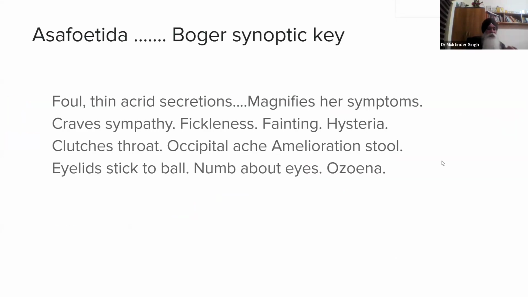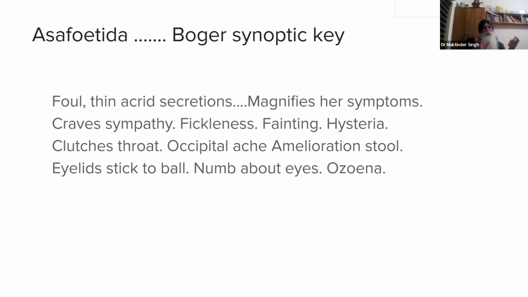So foul, thin, acrid secretions. Asafoetida is one of the hysterical remedies. Boger says it magnifies her symptoms. If you see Moschus, asafoetida, tarantula, veratrum, these are feigning-sick remedies, even belladonna. So they magnify their symptoms. जिसको हम हिंदी में बोलते हैं राई का पहाड़ बनाना. The small thing seems to be a drop of water seems to be the ocean. छोटी चीज को बड़ा करना, magnifies her symptom.